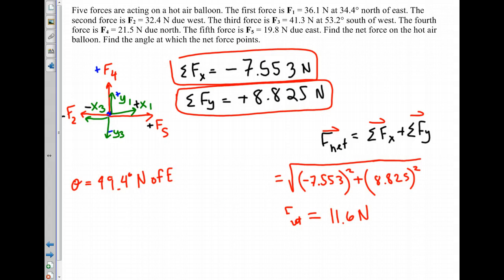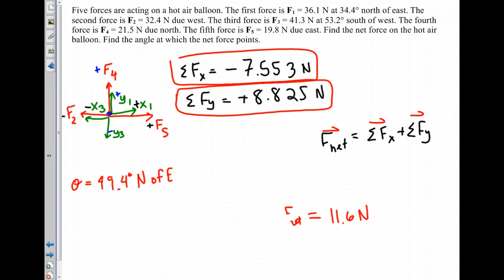So that's it. These are kind of longer problems, but if you have good organization, you can actually solve them pretty quickly, and you find that it's the same kind of pattern over and over for these types of problems.